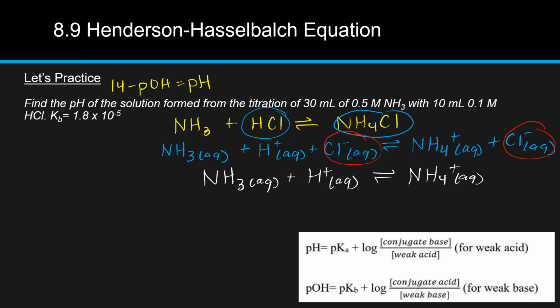So now let's figure out what we need. We know we're solving for pOH first. We need the pKb, and since we're given the Kb, we're just going to take the negative log of Kb, and that's going to give us pKb.